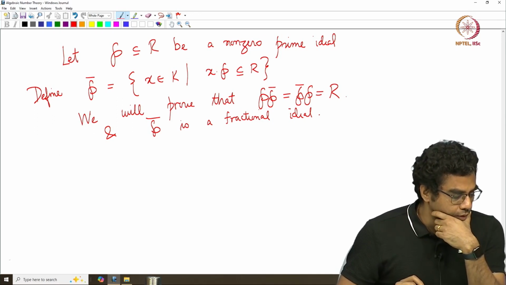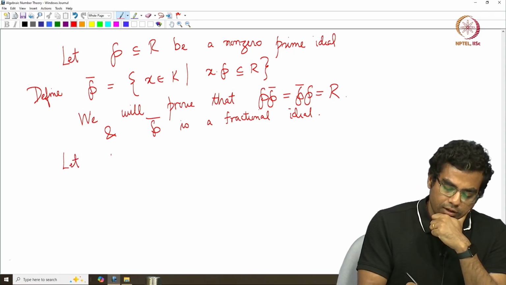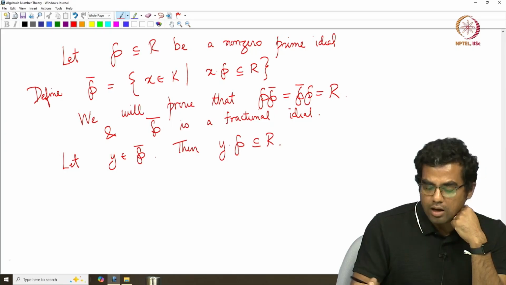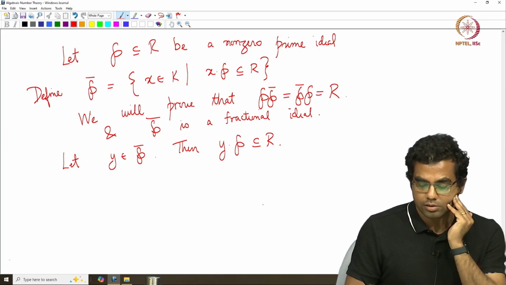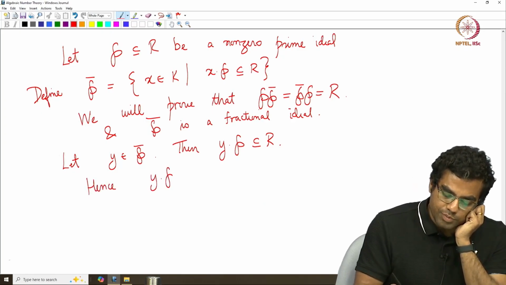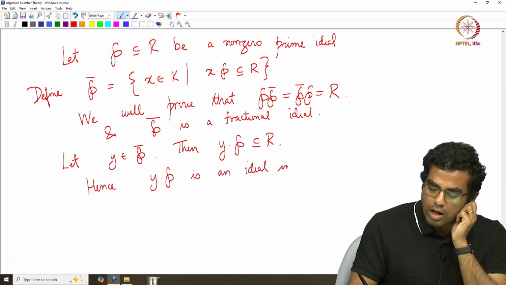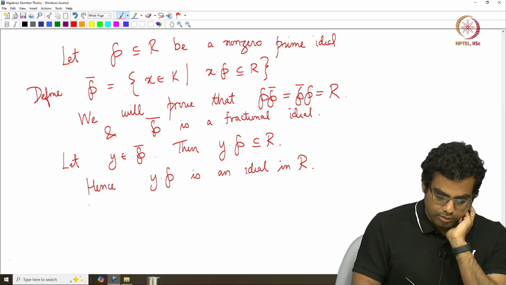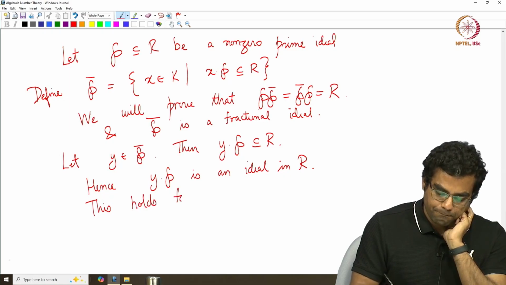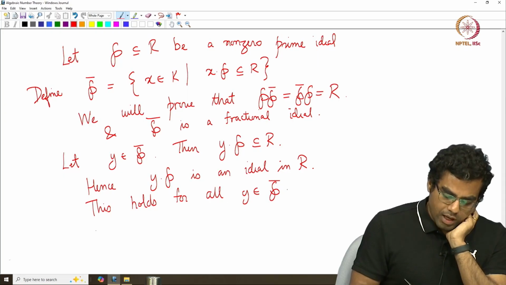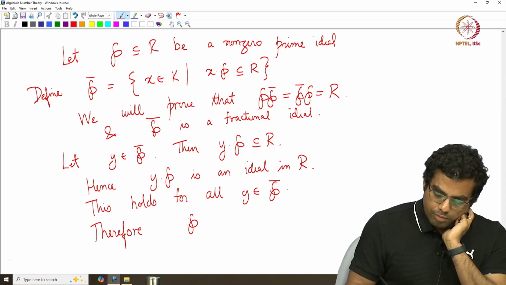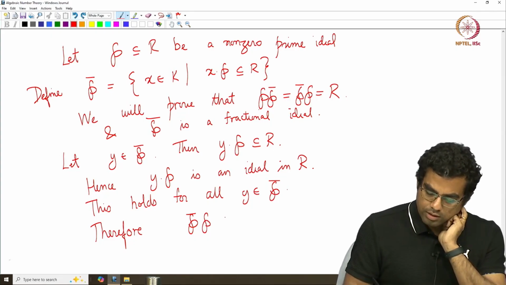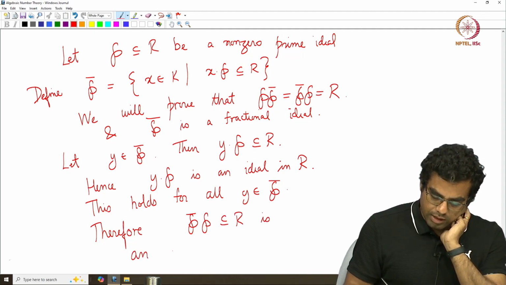So, let y be in P bar. Then y times P is contained in R, that is the definition of being in P bar. Hence, y times P is an ideal in R. And this holds for all y in P bar. Therefore, P bar P, first of all, is contained in R, and also is an ideal.